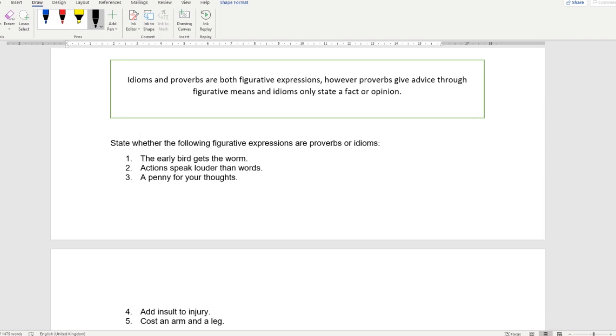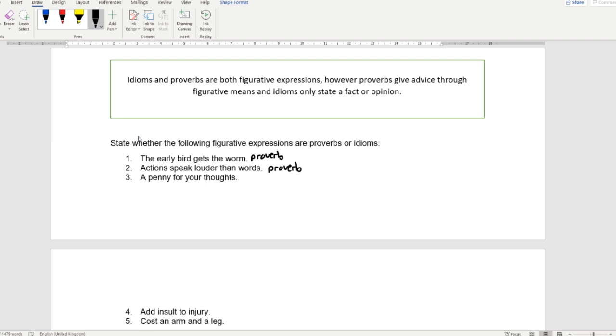So question 1, let's see which of these are idioms and which are proverbs. The early bird catches the worm. This is a proverb because it gives advice. In this case, it tells you to do things earlier, then you will get more done. 2, actions speak louder than words. This is also a proverb, advice here, telling you that people judge you on your actions, not what you say.